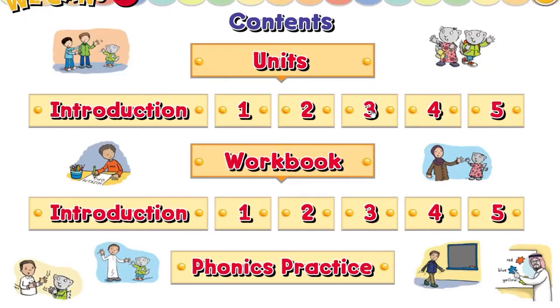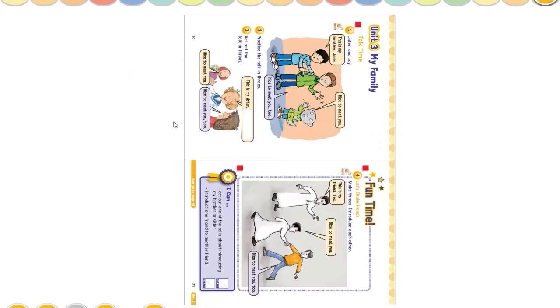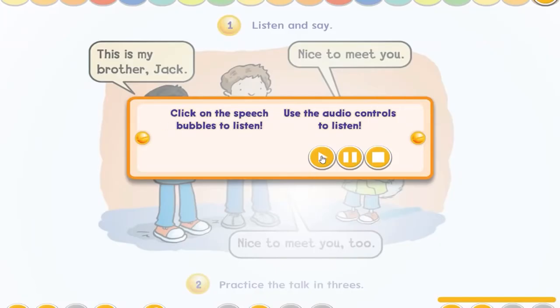Unit 3, the third unit. My family, عائلتي. 1. Listen and say. استمع وقل.